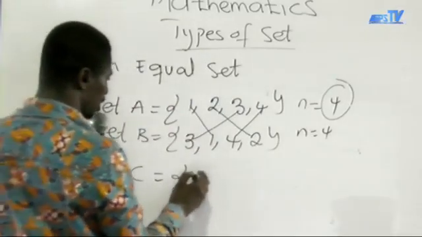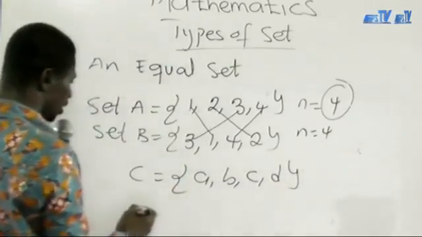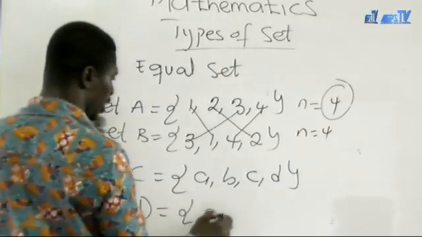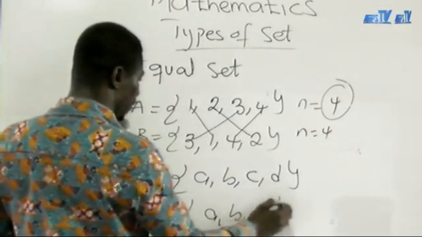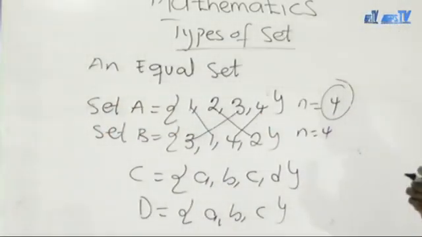We have A, B, C, and D. And then we have set D. We have A, B, C. Let's consider these 2 sets.